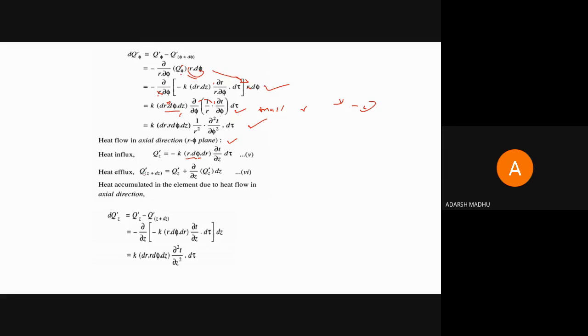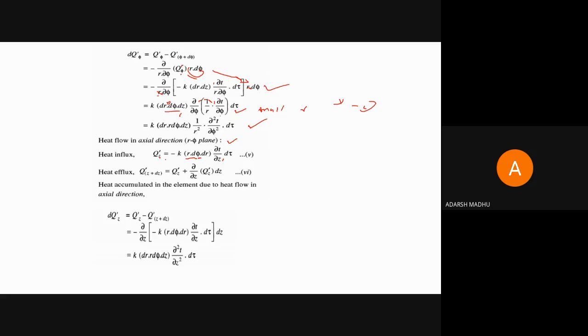Right? So heat influx is Q dash of z equal to minus K A dt by dx, like we studied in the Fourier law. Here it is Q dash of z equal to minus K into that area, that is r d phi and dr, which is the next two thickness. And here dou t by dou z, for z it will become dou z. For phi, it becomes that thickness, that is r dou phi. Here the thickness is dou z for z. So taking negative K into r d phi dr into dou t by dou z into d tau.